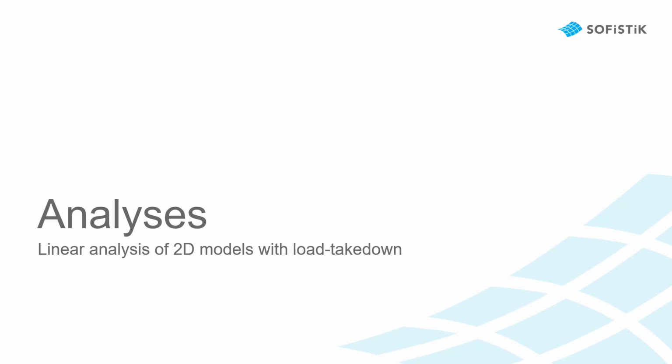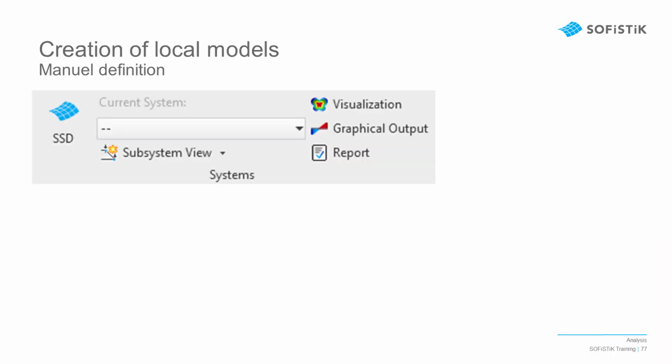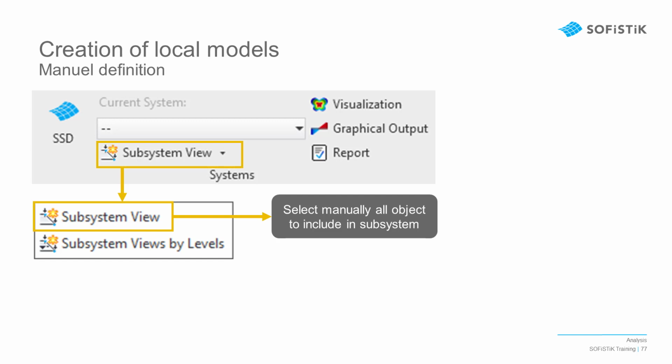Until now, we have only looked at the analysis of the whole model. However, we can also analyze specific parts of the project, so-called local models or subsystems. A subsystem can be created manually with the command subsystem view and by selecting the desired elements. The software will then generate a new view which contains parameters, identifying it as a subsystem.